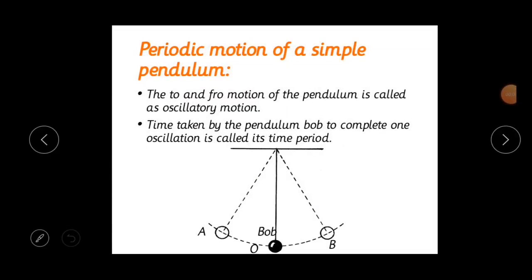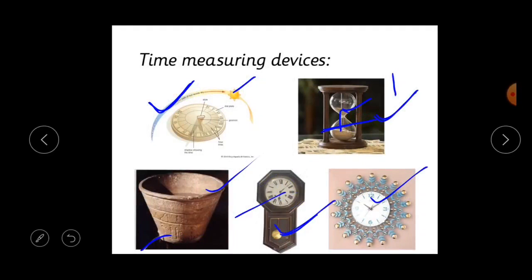Our next topic is periodic motion of a simple pendulum. So children, periodic motion, you know it, right? So periodic motion of a simple pendulum. This is called the pendulum. Here, can you see? Yes, this is called the simple pendulum. You might have seen the pendulum clock in your house. Yes, so this is called the pendulum.